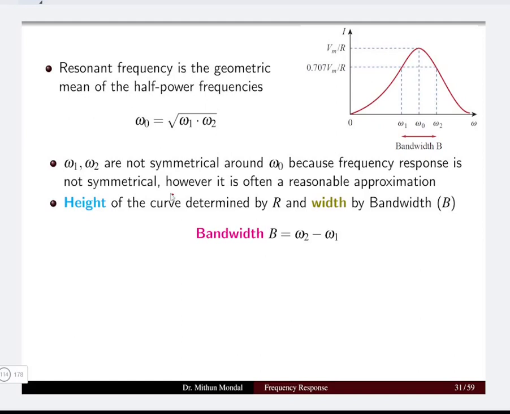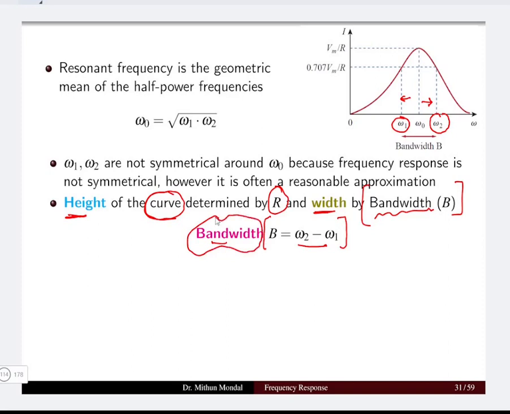Now, if we take the resonant curve, the height is basically determined by the resistance, whereas the width is determined by the bandwidth. So what is this bandwidth, which is a very important term? Bandwidth is basically the difference between omega 2 and omega 1. Omega 2 is the half power frequency on the right hand side of omega naught, whereas omega 1 is the half power frequency on the left of omega naught. Then bandwidth is omega 2 minus omega 1. This bandwidth plays a very important role in communication networks.